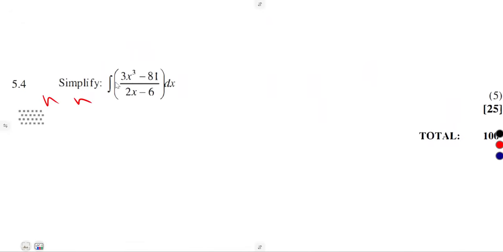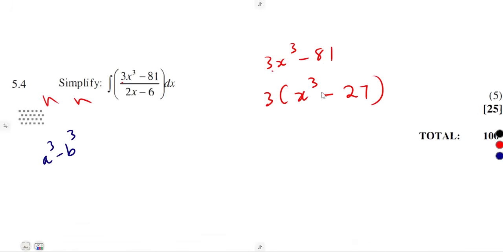Okay, let's just try to factorize first. 3x cubed minus 81. 3 is common. It is the highest common factor. So 3x cubed divided by 3 is x cubed, minus 81 divided by 3, which is 27. So this is a difference of two cubes, a cubed minus b cubed, because 27 here is the same as 3 cubed. So it is the same as x cubed minus 3 cubed.